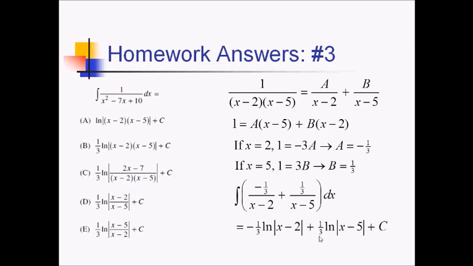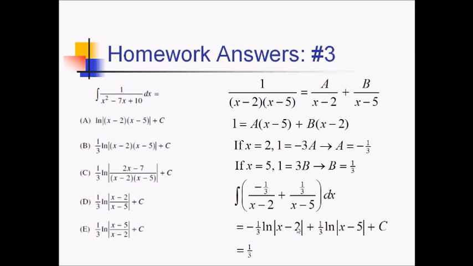So to do that simplifying process here, I'm going to yank this 1/3 out, kind of factor it out of these two logarithmic terms. And then I end up with a negative ln of x minus 2 and a positive ln of x minus 5. If you have a negative log and you combine it with another log, that ends up in the denominator of a fraction.